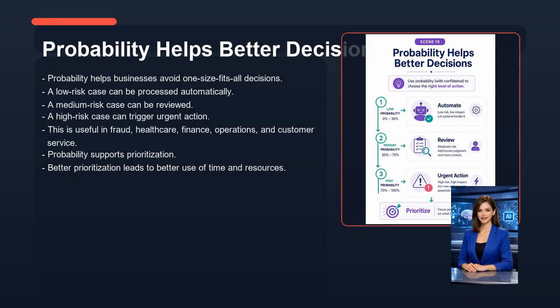Now let's look at how probability helps better decisions. Probability helps businesses avoid one-size-fits-all decisions. A low-risk case can be processed automatically. A medium-risk case can be reviewed. A high-risk case can trigger urgent action. This is useful in fraud, healthcare, finance, operations, and customer service. Probability supports prioritization. Better prioritization leads to better use of time and resources.